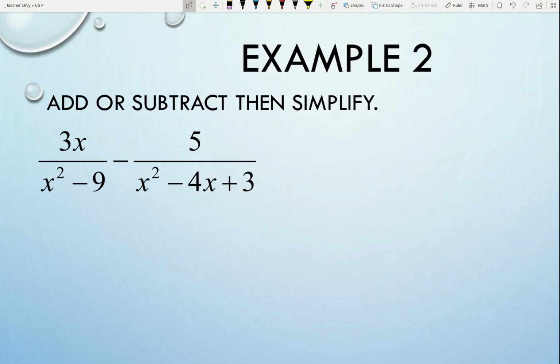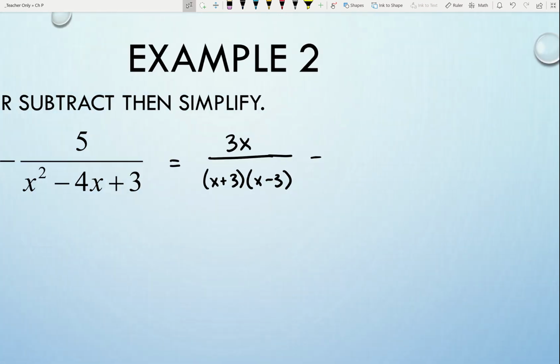Okay, you might have one like this, and again, the main thing is you always want to factor. So when in doubt, you just factor everything out. If I go ahead and do that here, I've got 3x over, that is a difference of squares, so I might say x plus 3, x minus 3 in the denominator of that first fraction. Okay, and then I'll say minus here, and then we're going to have 5 over the product of two binomials, because if that trinomial factors, then that's what it's going to factor into.